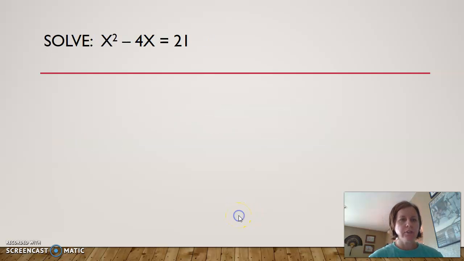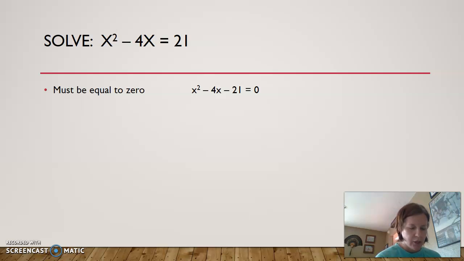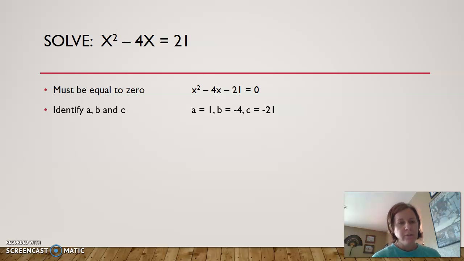Okay, so here's the first example. X squared minus 4x equals 21. Remember, one of the first requirements with using the quadratic formula is we do need to make sure that our equation is equal to 0. So I've moved the 21 over by subtracting it. It's helpful to go ahead and identify your a, b, and c. And then all we have to do is simply plug it into the quadratic formula.